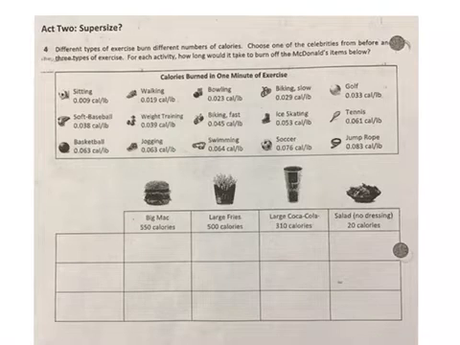So now I'm going to model for you Act 2, supersize. It says different types of exercise burn different numbers of calories. Choose one of the celebrities from before and 3 types of exercise. For each activity, how long would it take to burn off the McDonald's items below?